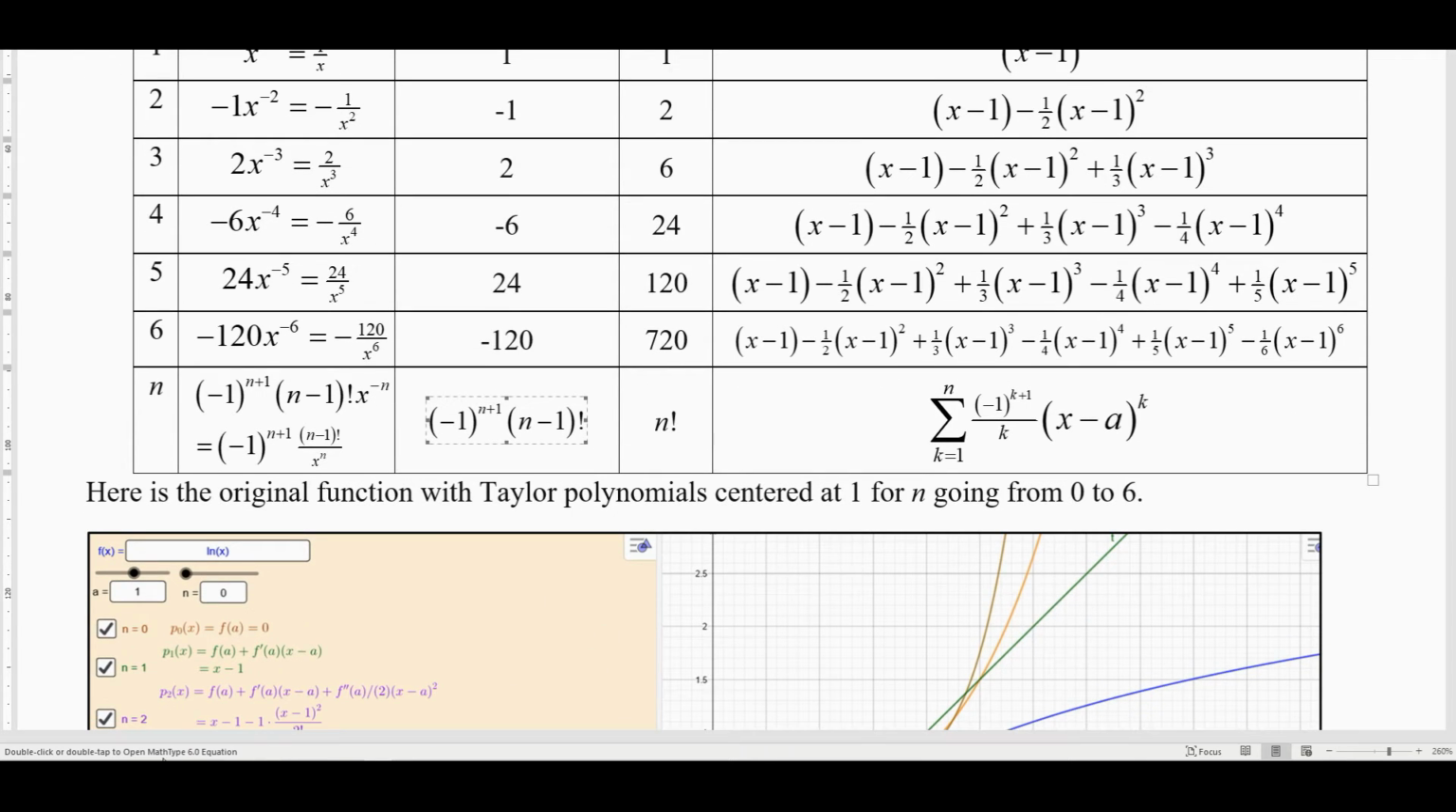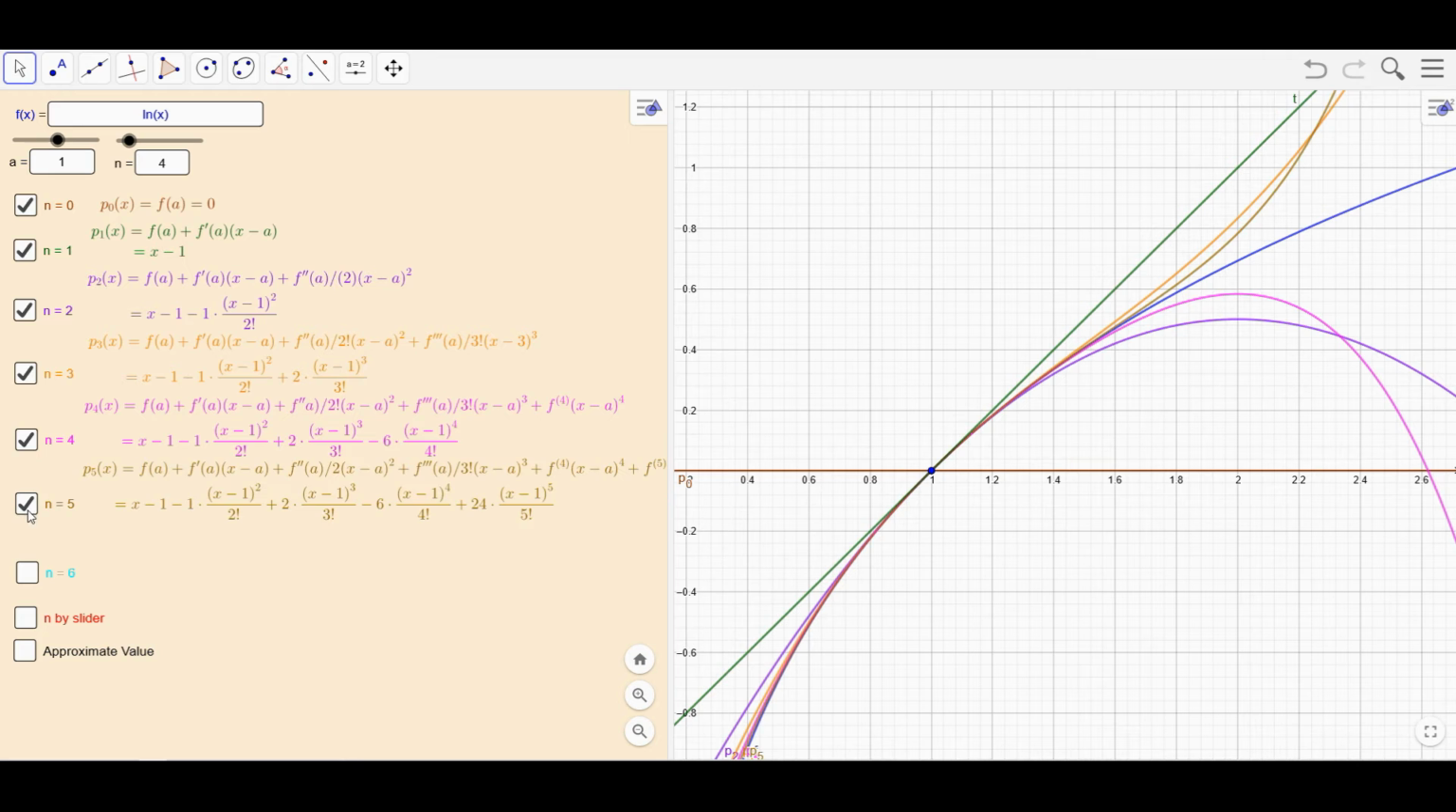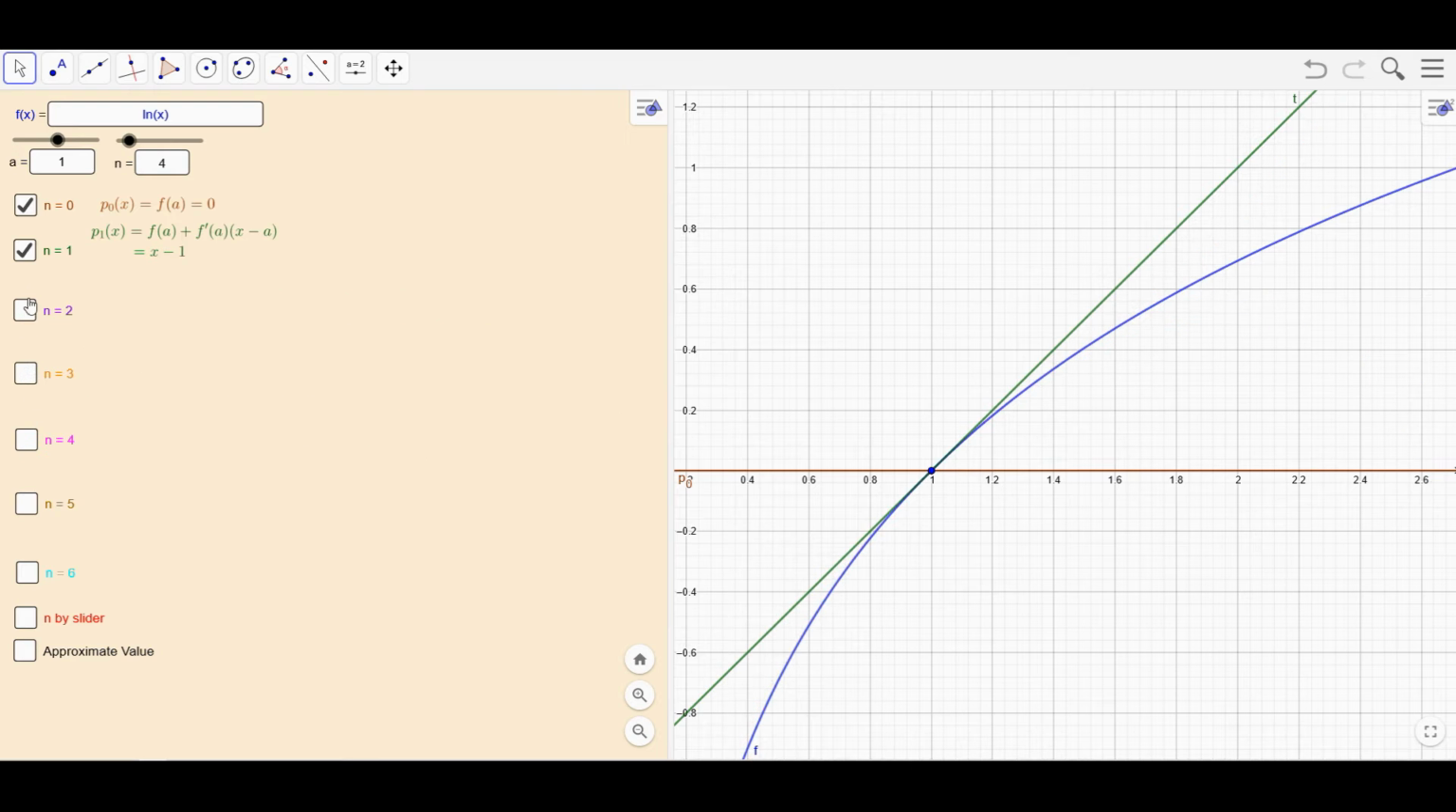So going back to our app, it will show the fifth and the sixth one separately. And again, each one is getting better. It will also do this. You can show the nth one by the slider and do this. Now, hey, it's doing it right now. Earlier I was having some problems when n equals 1, getting it to work right, but it seems to be working correctly now.